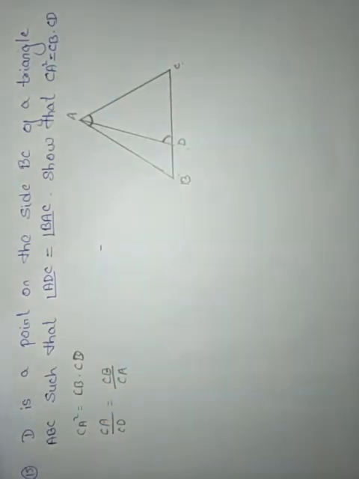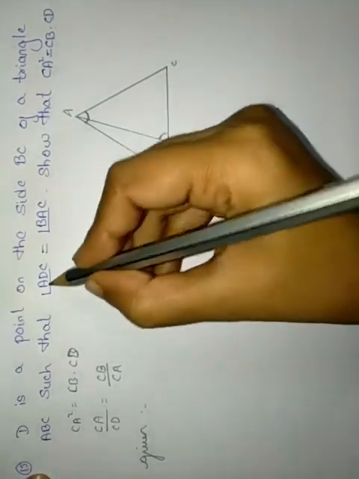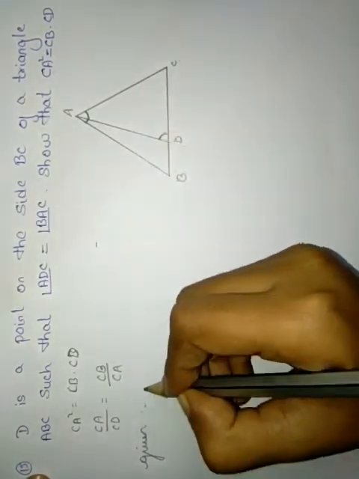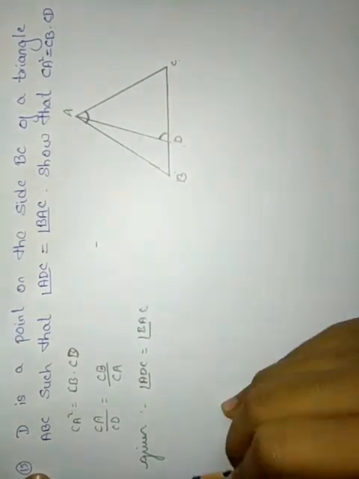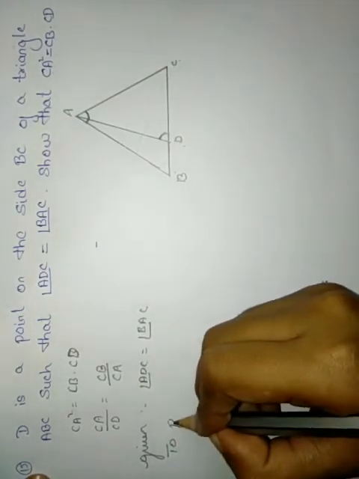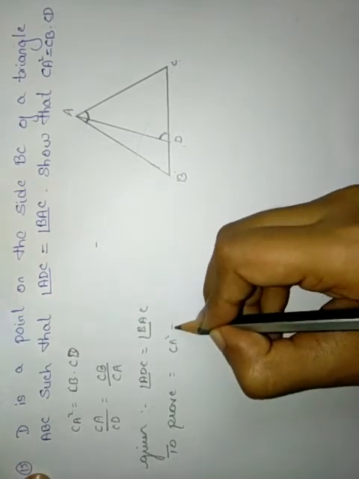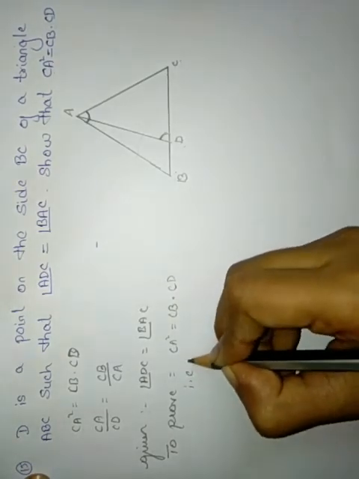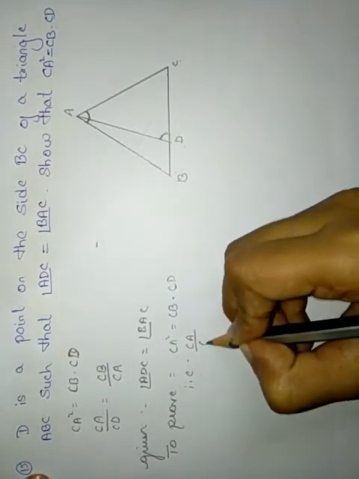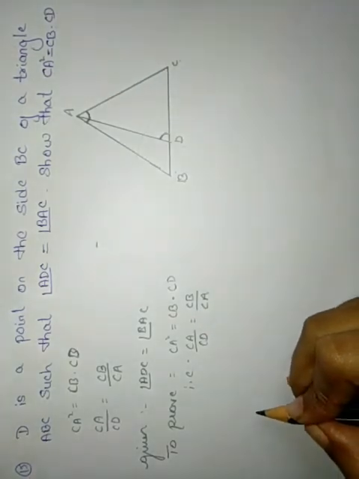Then we'll start the proof. Given: angle ADC is equal to angle BAC. This is a given thing. We need to show that, to prove, CA square is equal to CB into DC. That is, CA divided by CD is equal to CB divided by CA. Proof.